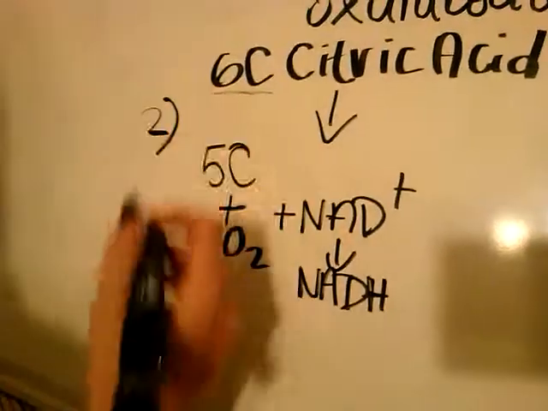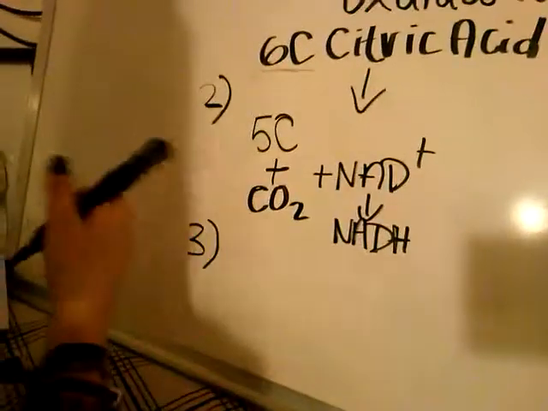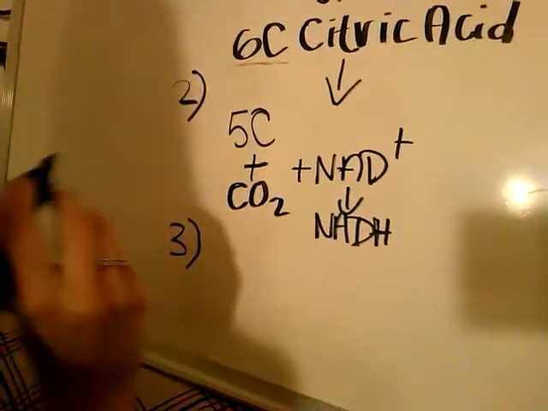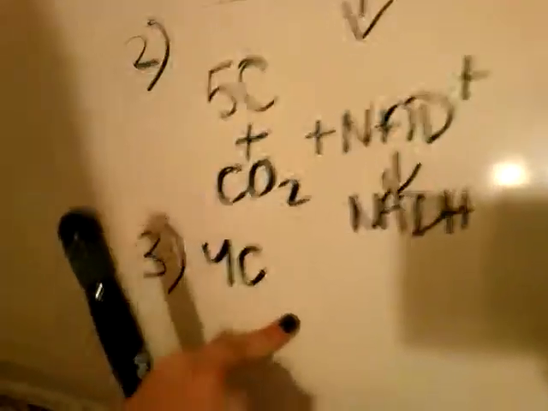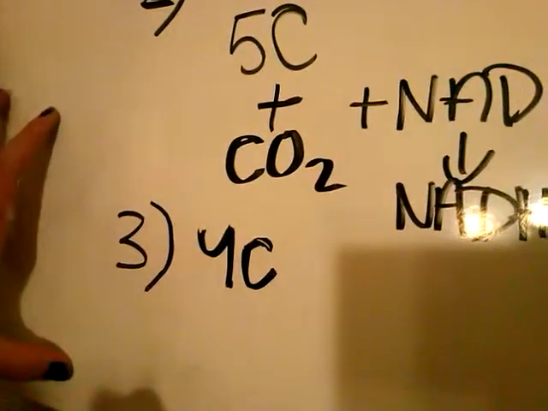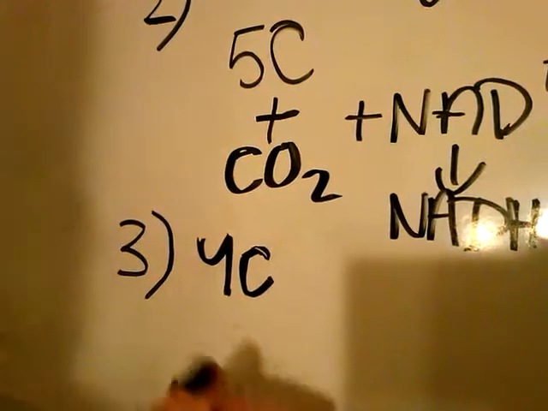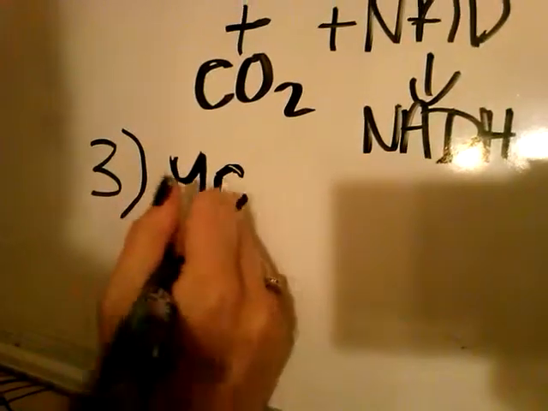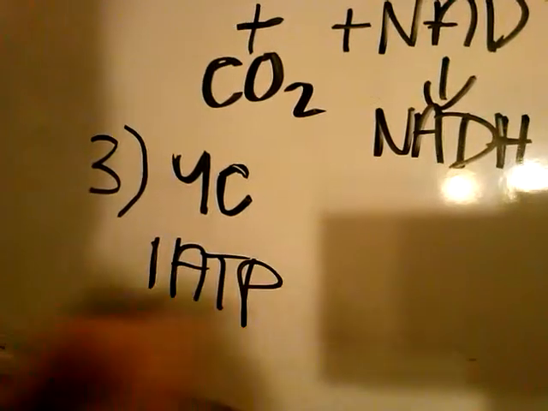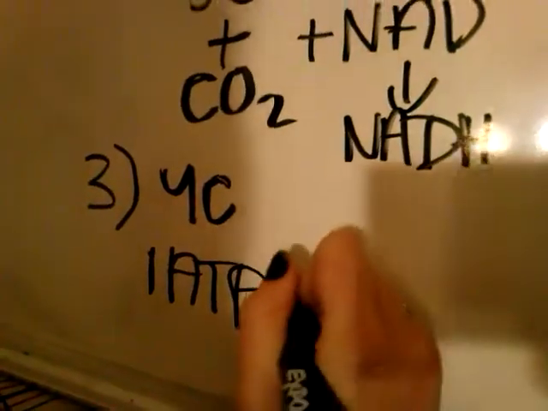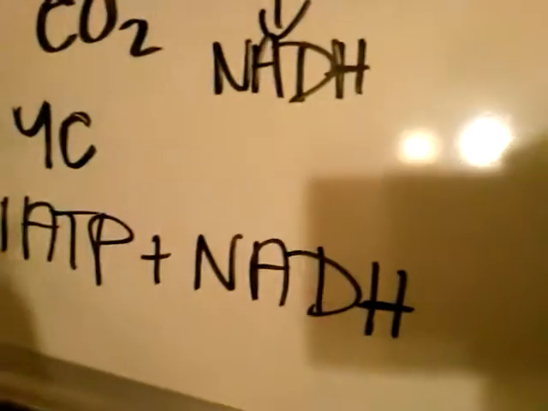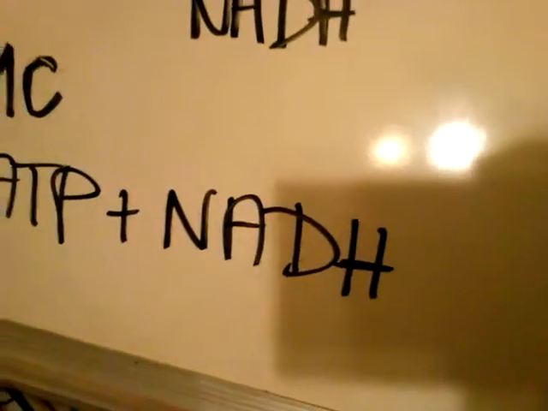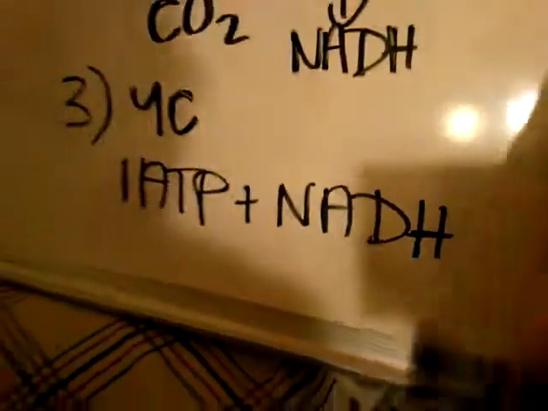So, then, the 5-carbon compound is decarboxylated, leaving you with a 4-carbon compound, and this process produces enough energy for you to produce 1 ATP! Plus an NADH. That's where we got that. It's the same thing, just again. So then we go over here.